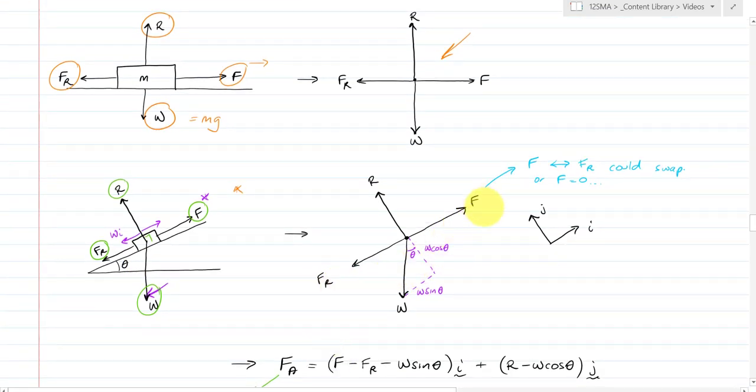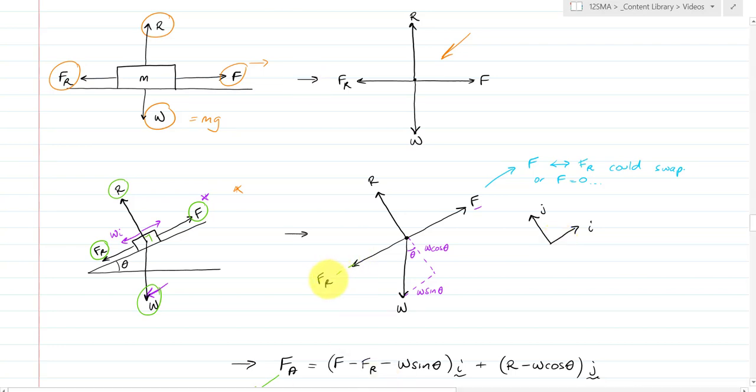Our frictional force and our normal force here. Weight, if we set our I and J to be along the slope of the plane, the weight is the only thing that we have to break into components. And we have a J component of W cos theta and an I component of W sine theta. And theta is the incline in the plane.